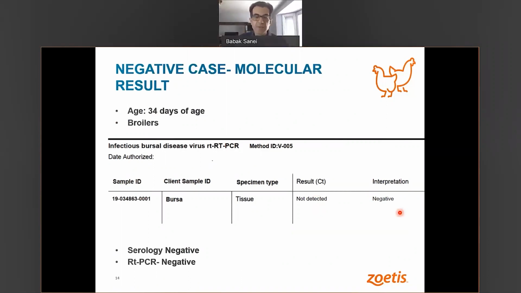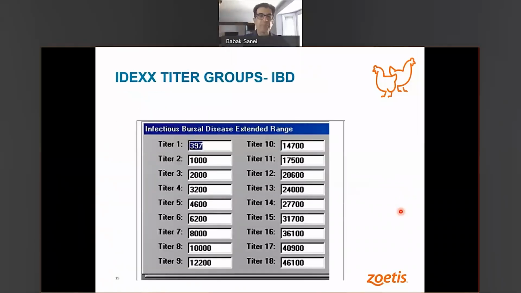And then it says negative. So that's typical: you didn't have any serology, you didn't have any virus present based on the molecular diagnostics. So you have a negative case. This is the titer group that I mentioned.